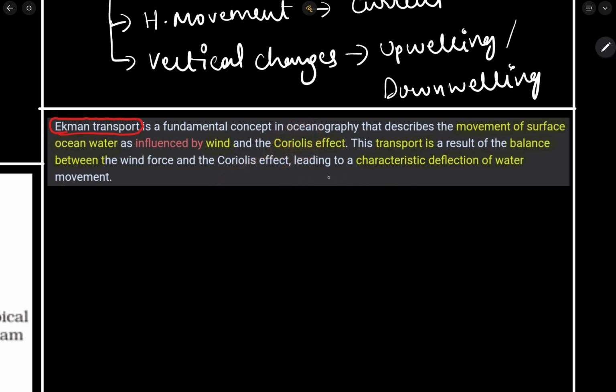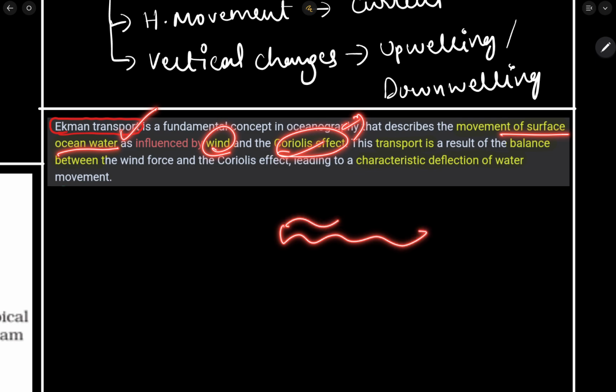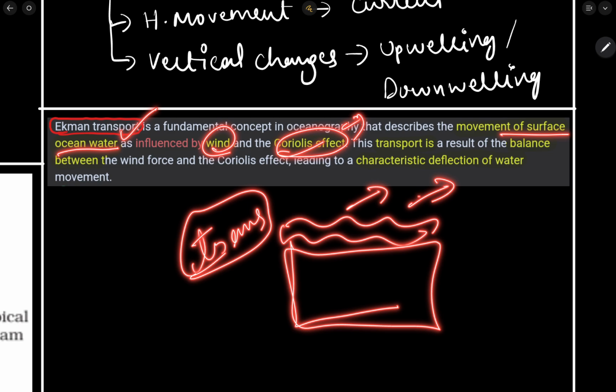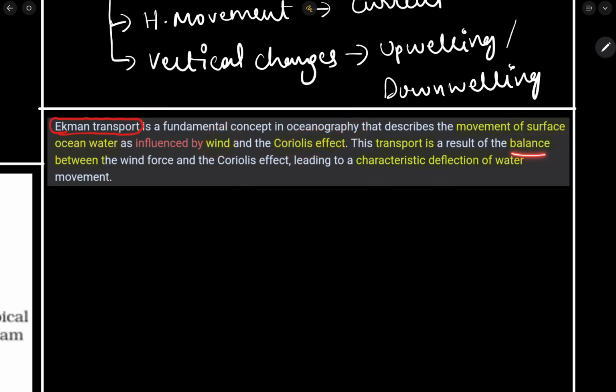So the Ekman transport is nothing but the movement of surface ocean water, which is influenced by wind and the Coriolis effect. So the surface water moves, not the whole oceanic water, but only the surface. This transportation of surface water of the ocean occurs when there is a balance between the Coriolis force and the wind effect. Then there is a movement, and it is called Ekman transport.